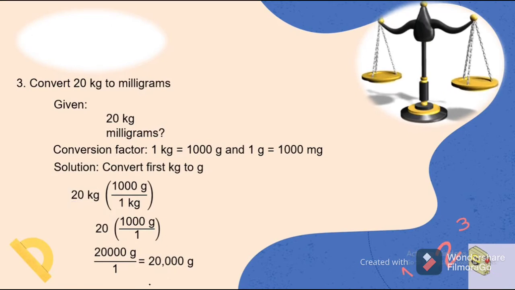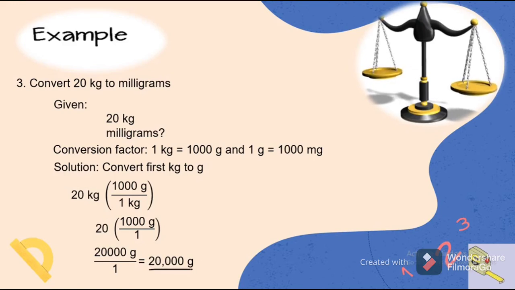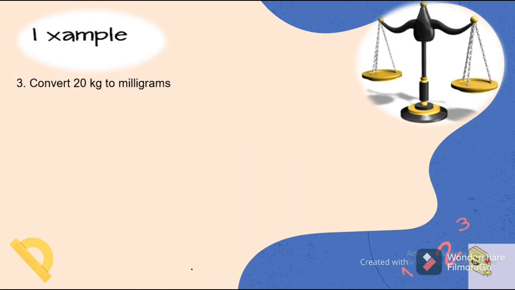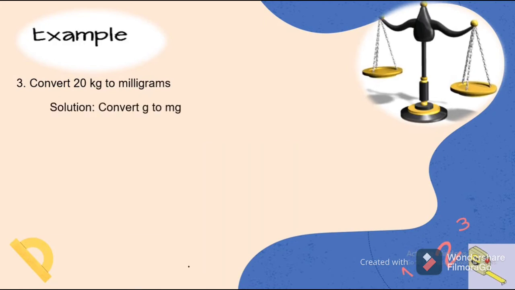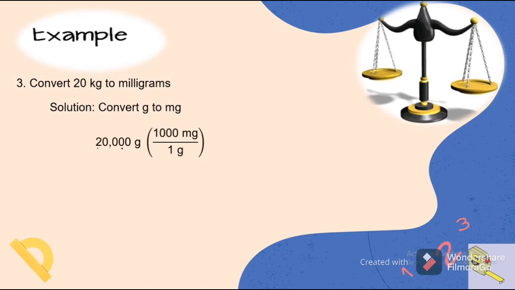Since 20 kilograms is equivalent to 20,000 grams, we will use this as our given to convert grams to milligrams. So always start with what you're given. So we have 20,000 grams over 1 multiplied by 1000 milligrams over 1 gram. Then cancel out the unit of measurement, which is gram.